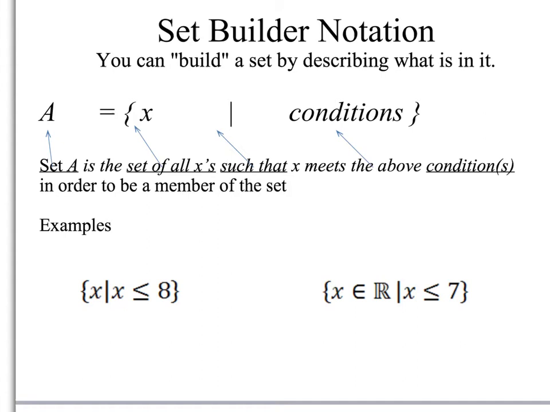So, set builder notation. What you do is you can build a set by describing what is in the set. So imagine you want to express all the numbers from 1 to 5. Well, you could say it's just the integers, but if you want the decimals, you can't write every single one of those decimals from 1 to 5. There's infinitely many. So you can describe a set that gets built. And that's what set builder notation is. It describes all the numbers that you want to be in the set without actually writing them yourself.